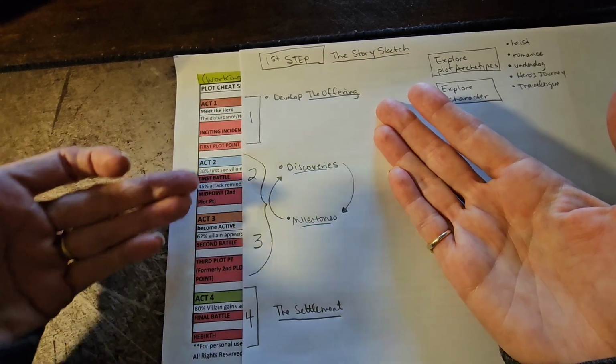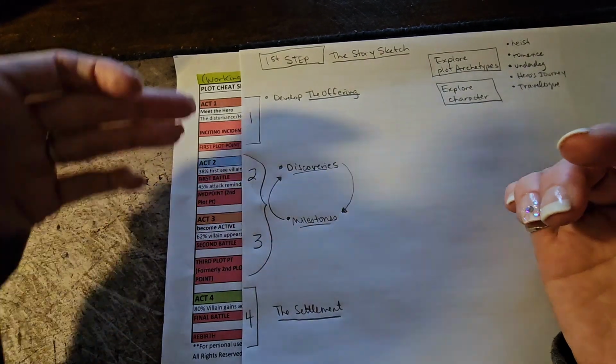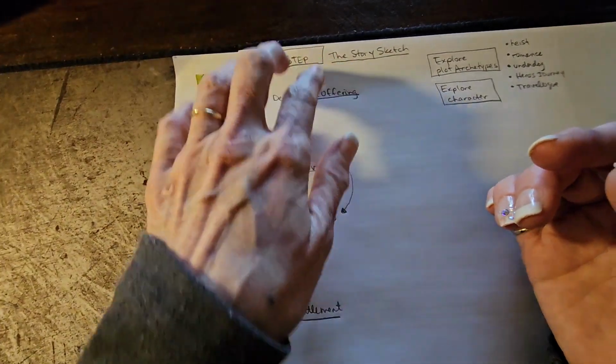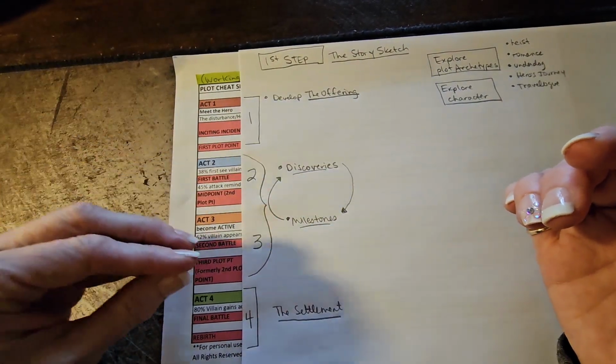Then you'll come over here and the next thing that we'll do is go one by one through the 8 major plot points, and I will walk you through how to take these quick sketched out notes and start developing them into the points of your story.